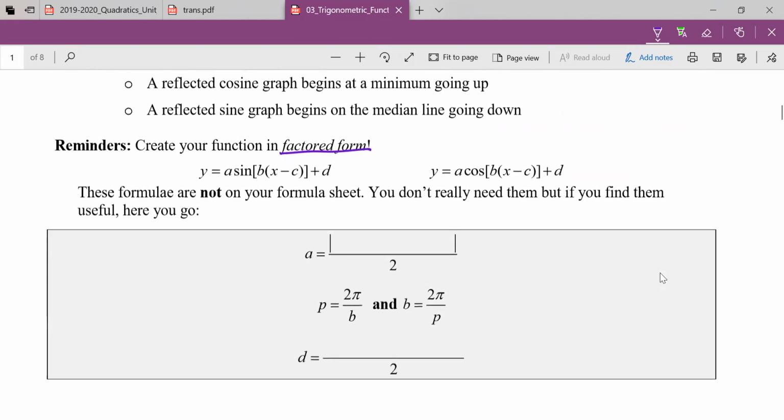Again, my formulae are not on my formula sheet, but some people love them. So if you need them, amplitude is max minus min divided by 2, but you must have those absolute value bars there. My D value is my average, so it's max plus min divided by 2. Okay, there was a brief summary of the transformations of sine and cosine and how to make the equation of them.